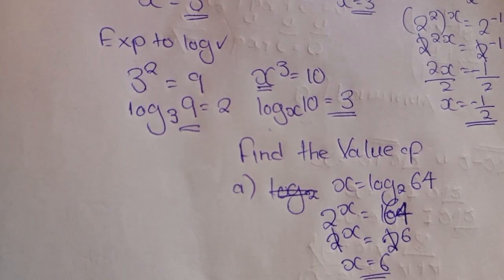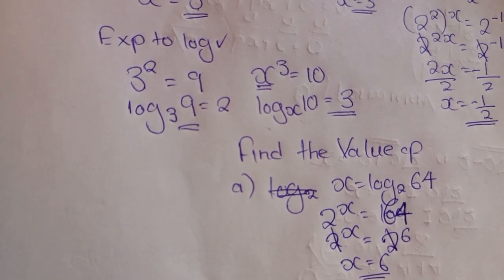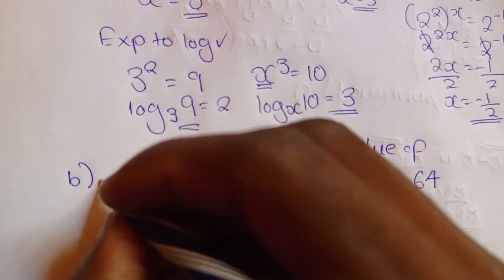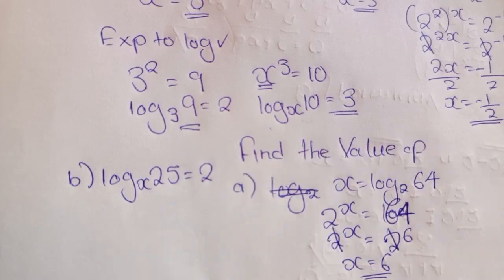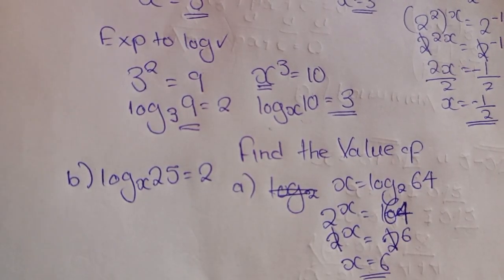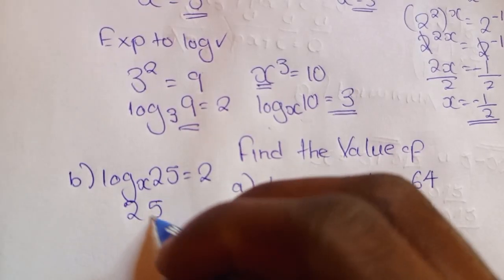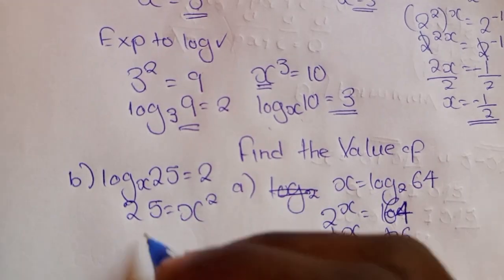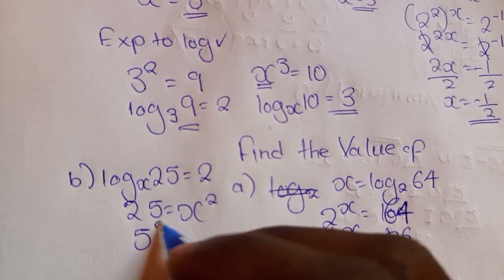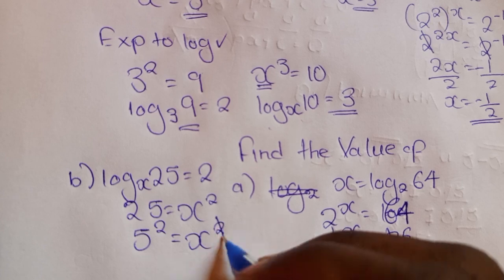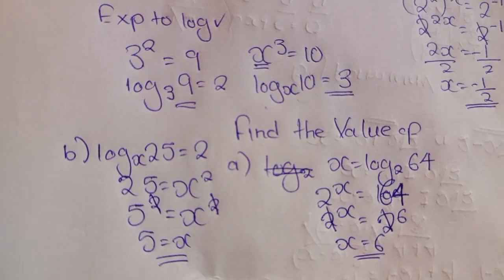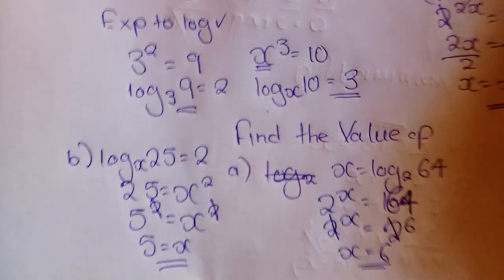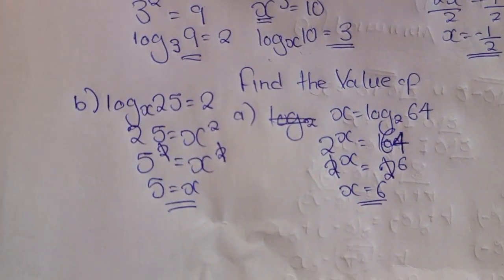You remember the work that we had on top? Then B, let's say we have log base x of 25 equal to 2. So we can convert the logarithm to exponential by saying 25 is equal to x squared. We know that 25 can also be written as 5 to the power 2, so if the powers are the same, you can cancel them and the bases are equal, and in that case the value of x is 5.